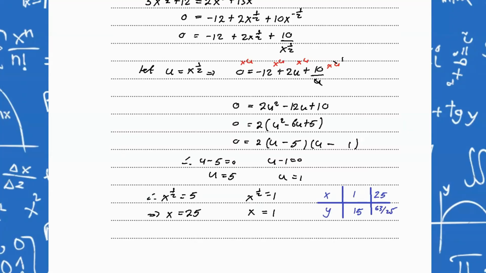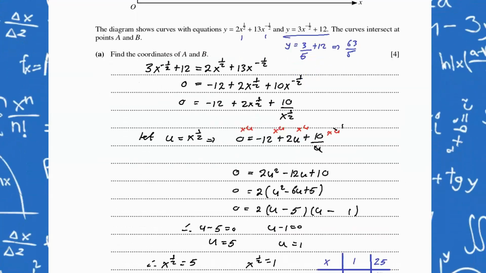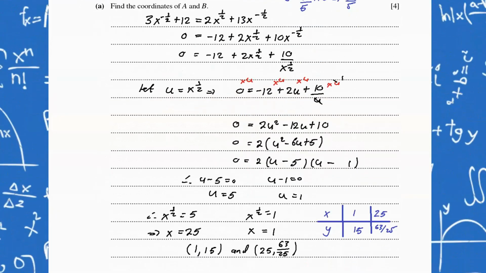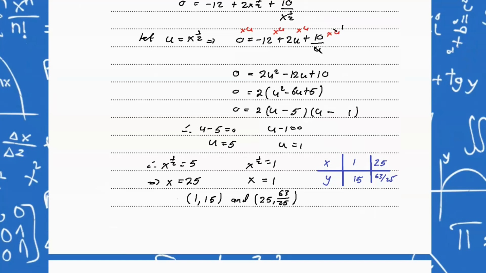So the coordinates will be 1 and 15, and 25 and 63 over 25. So that's what we will be having. Those are the coordinates of A and B. So actually A is the one with the lower value of x and B is this other one. So we have B here, and that's how we do it.